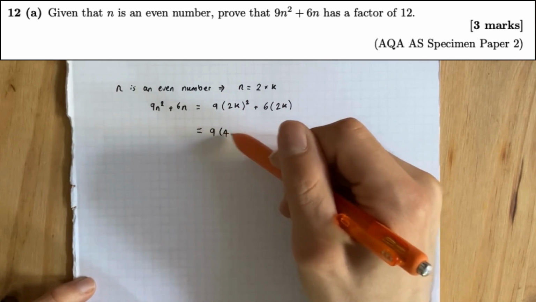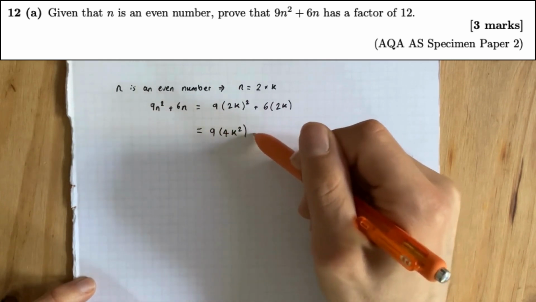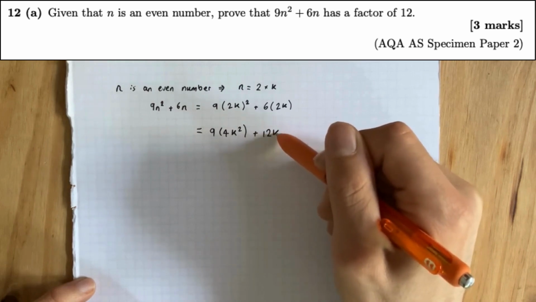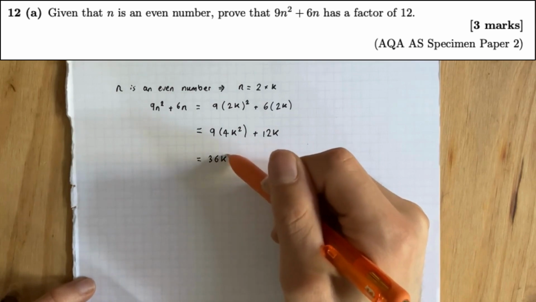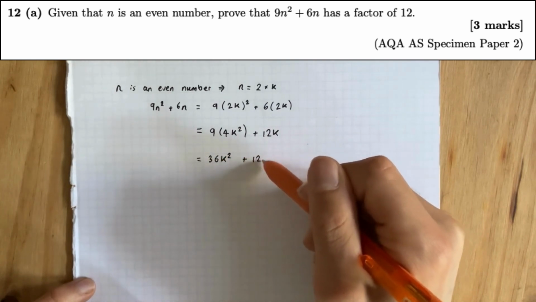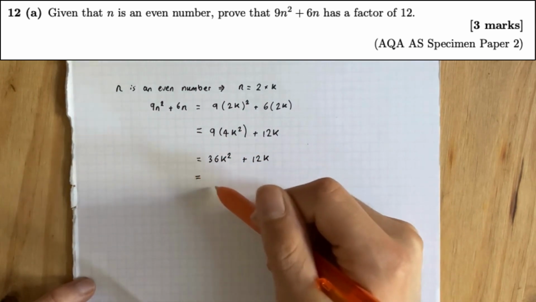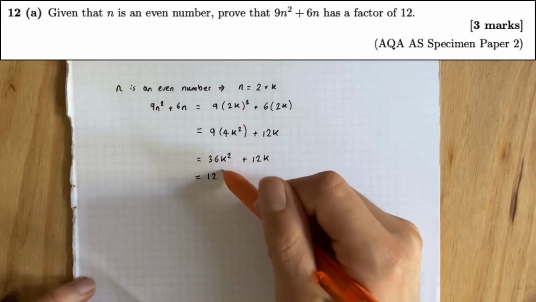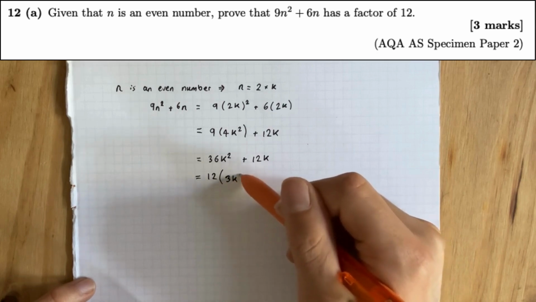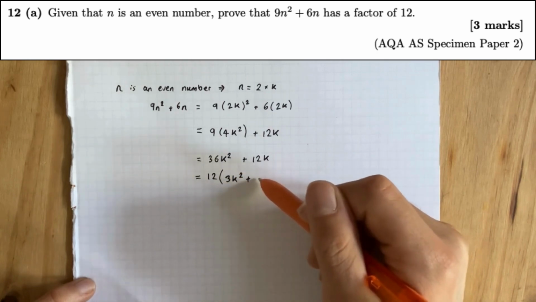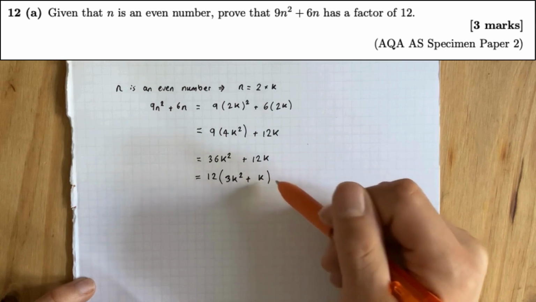2k all squared is 4k squared, and 6 times 2k is 12k. We can then times the 9 by the 4, and we get this. The question talks about a factor of 12, so let's take out a factor of 12. That seems important. And we get 12 times 3k squared plus k.